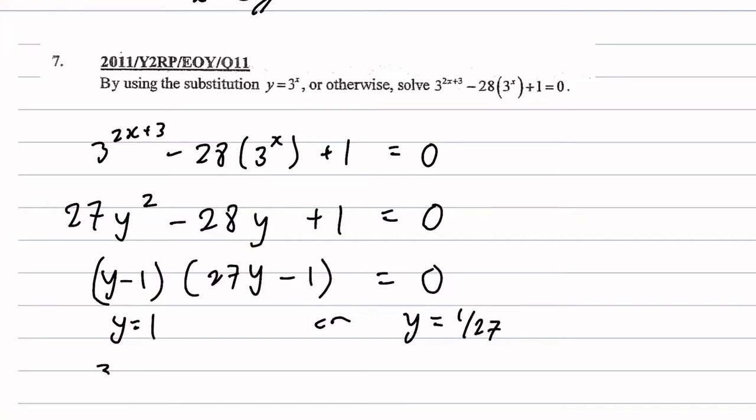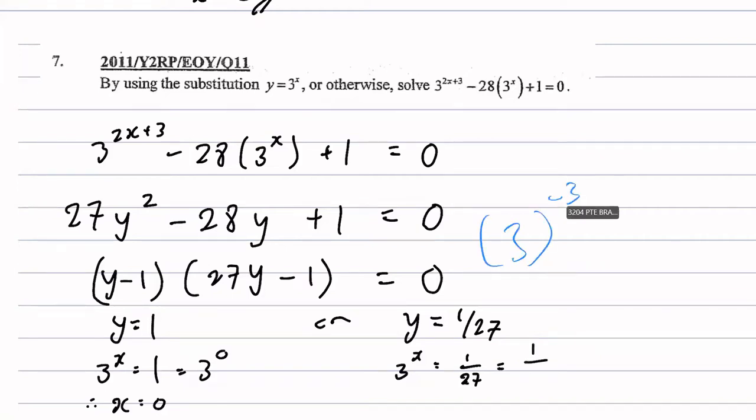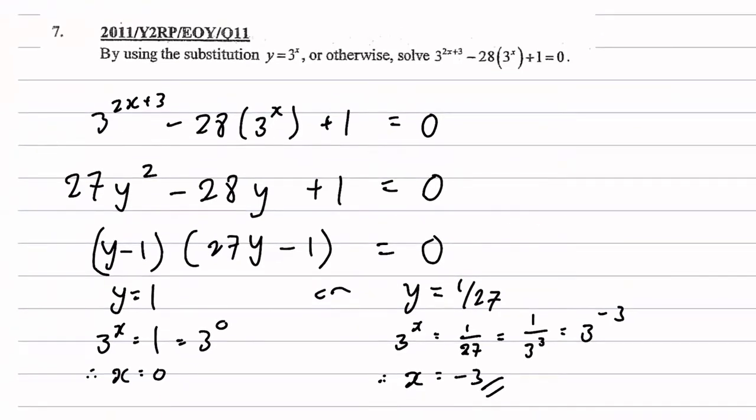y equals 1 means 3 power x equals 1. Remember, we are trying to solve for x. Yes, correct. This is 3 power 0, so x equals 0. Then this other one, 3 power x equals 1 over 27. That is 3 to the power of negative 3. So x equals negative 3. Exactly. Good. Okay, easy.